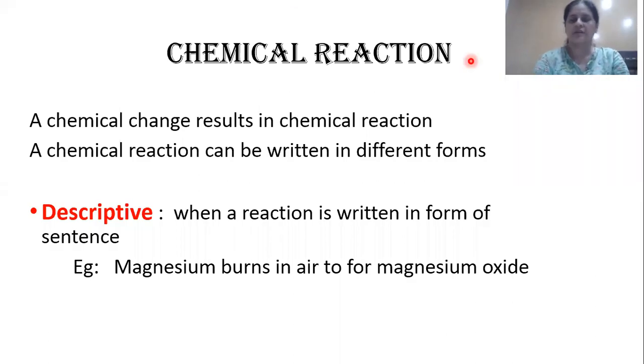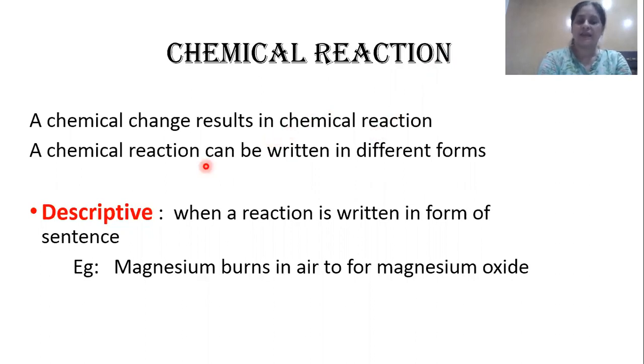Good morning, children. Last time we discussed physical changes and chemical changes. Now, a chemical change is a change in which a new substance is formed. A chemical change is observed if a gas is evolved, state is changed, or color is changed, or there is involvement of heat. If such things are happening, then the change is said to be a chemical change. And a chemical change results in a chemical reaction.